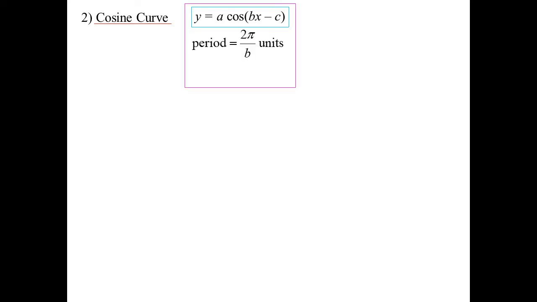All right, let's look at cosine. I won't redraw the basic one, but to generalize this one: y equals a, the cosine of bx minus c. The period is still going to be 2 pi on b.